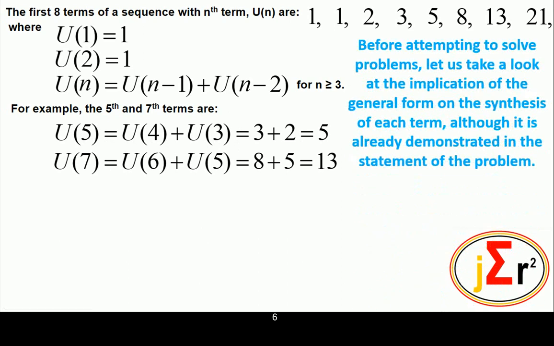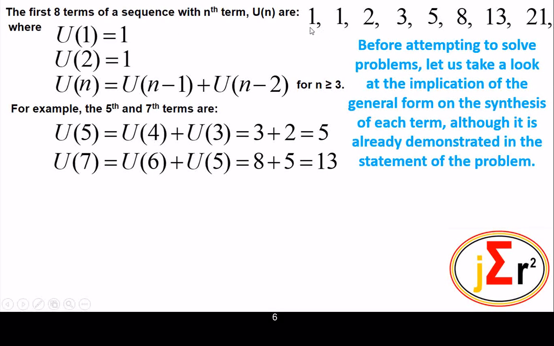Before attempting to solve the problem, let us take a look at the implication of the general form on the synthesis of each term. That is what we have just done. Although it is already demonstrated in the statement of the problem, we will do that. We look and we see how each term is constructed. After the first 2 terms, any term after that will be the sum of the 2 terms preceding it.